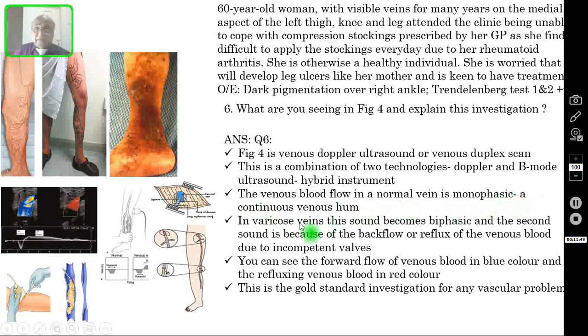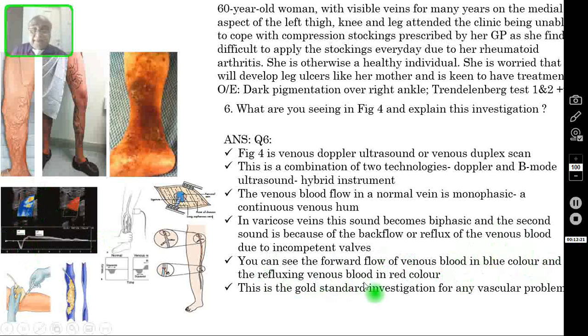In varicose vein, this sound becomes biphasic, and the second sound is because of the backflow or retrograde flow or reflux of the venous blood because of the incompetent valves. You can see the forward flow of the venous blood in blue color. This downward deflection, this is the forward flow. Okay, that will be depicted in the blue color.